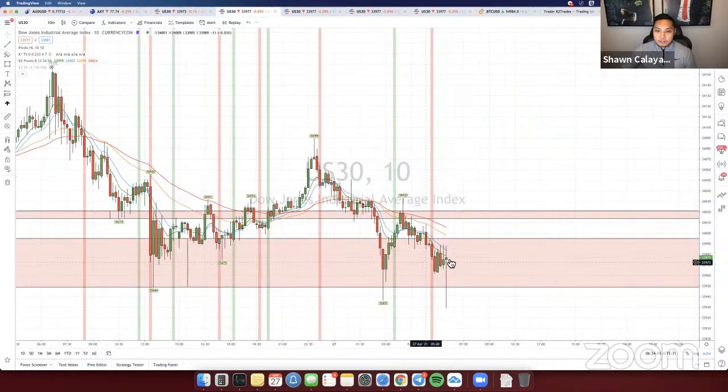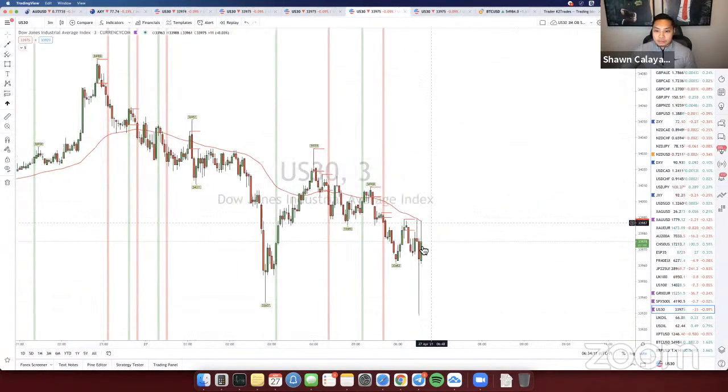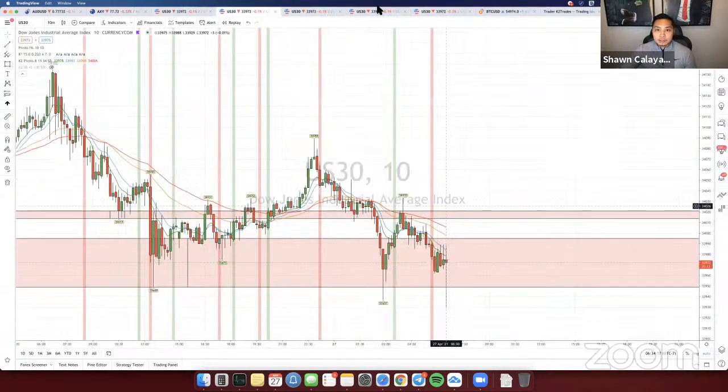It looks bearish right here on the 10-minute. It also looks bearish here on the 3-minute. So that's why I'm not too worried about it. It's rejecting right off the pivot, off the 3-minute, and it's still bearish here. It's rejecting off the 10-minute as well.